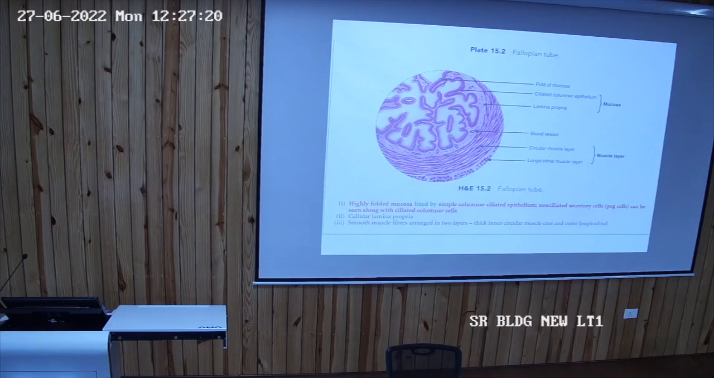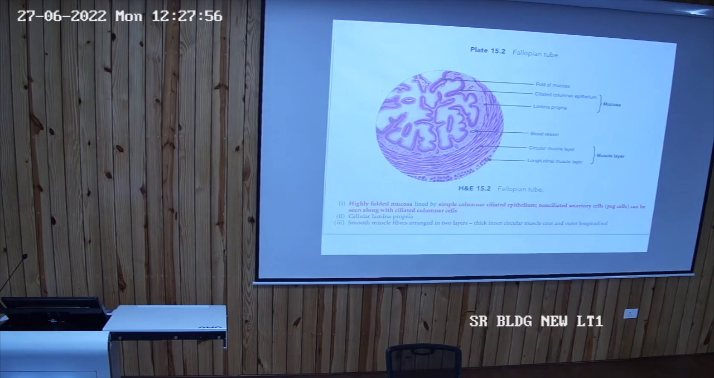The function of the uterine tube: it provides nutrition to the ova which it takes from the ovaries, and also fertilization takes place in the fallopian tube. After providing nutrition and fertilization, it transfers the ovum into the uterus. That is the function of the fallopian tube.